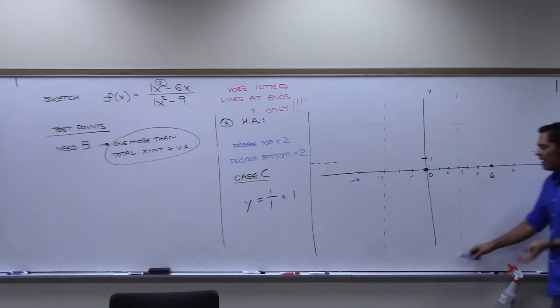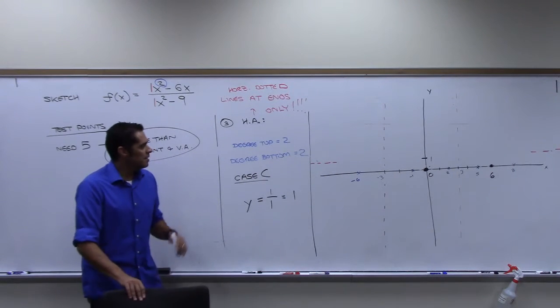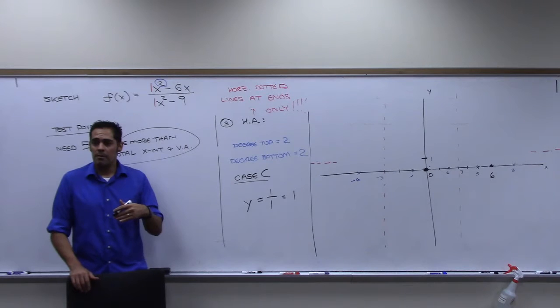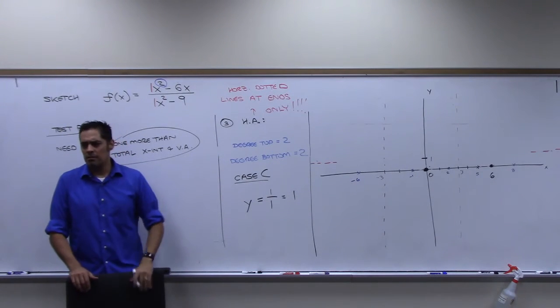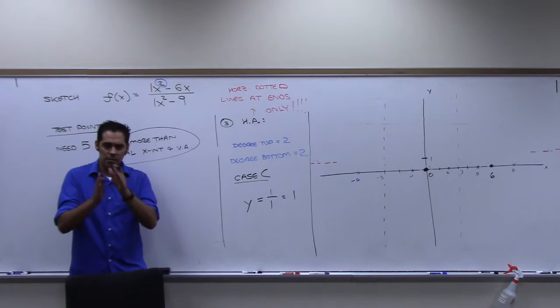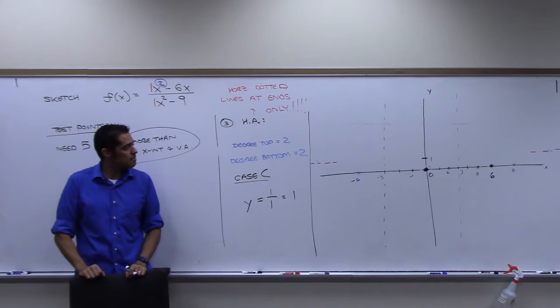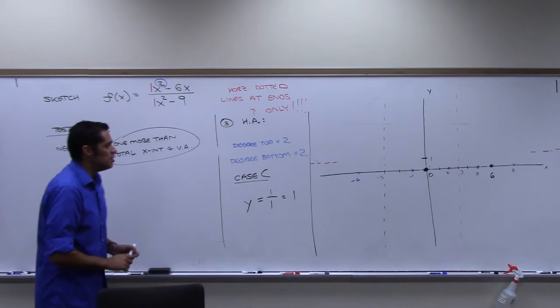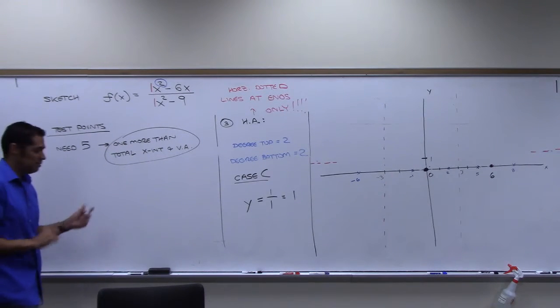So the way I could say that, and it's hard to say it with English, is that you need a test point on each side of every x-intercept and vertical asymptote that you see. You need at least one test point on each side. Okay? And now guess what you get to do with those 5 test points? Plug them into the original function and see what you get out.